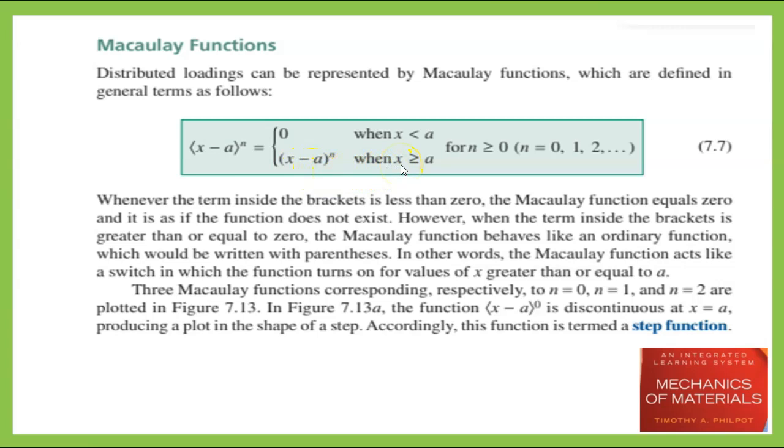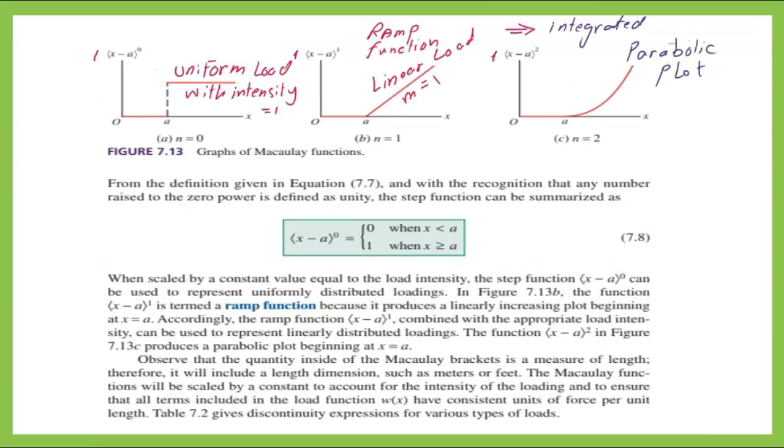Macaulay's function is expressed not by parentheses, but with a different form, using smaller than and bigger than signs, or bracketed terms. The function value is 0 when x is smaller than a, and x minus a raised to the power of n for x bigger than or equal to a. In the next slide, Macaulay's function deals with three values of n, n equal to 0, 1, and 2.